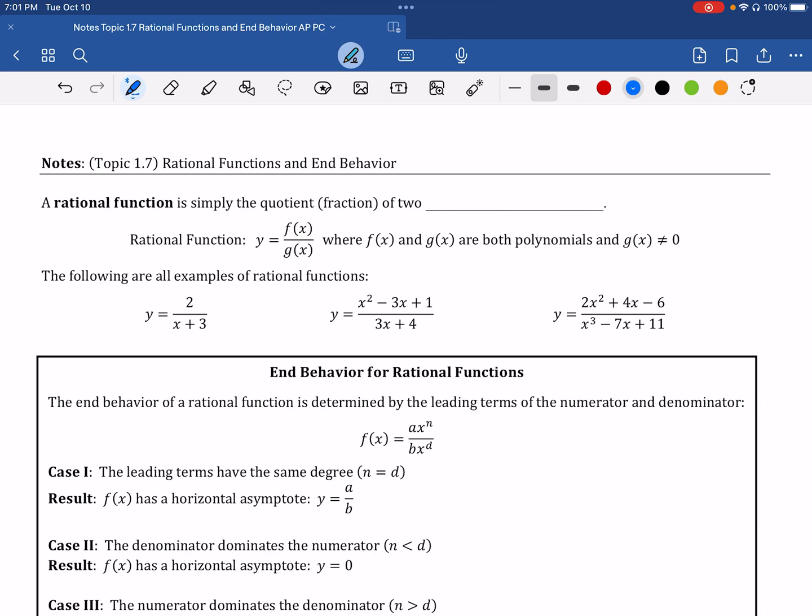Hi guys, in this video lesson, we're going to be discussing rational functions and their behavior. This unit within a unit is all about rationals. A rational function is simply the quotient, which is like a fraction, right? A quotient of two polynomial functions.